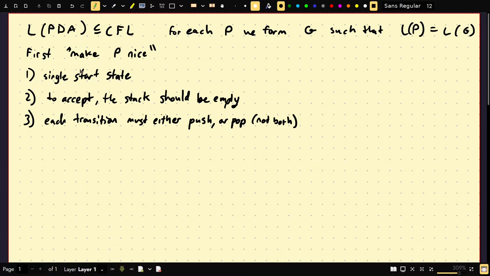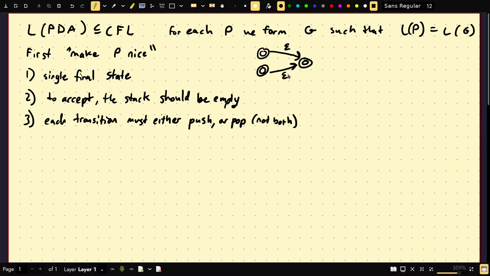Oh, excuse me, I said single start state. Final state. So, of course, we always have to have one start state. If you suppose that we did have several final states, what we could do is add a dummy final state and epsilon transition to this final state, make this a final state, and make these not final states. Right? We have epsilon transitions in the definition of a pushdown automata.